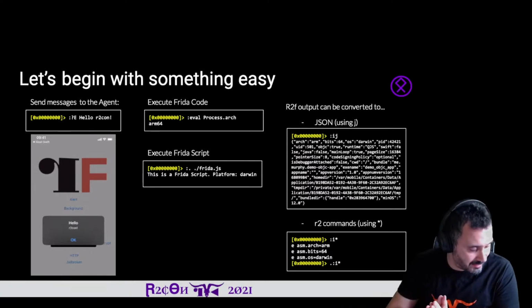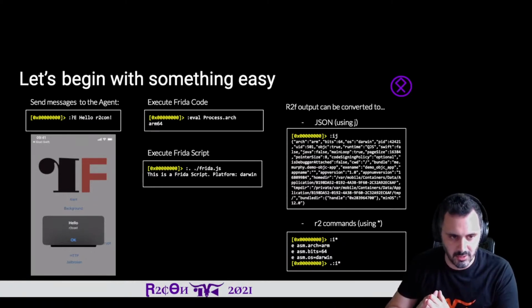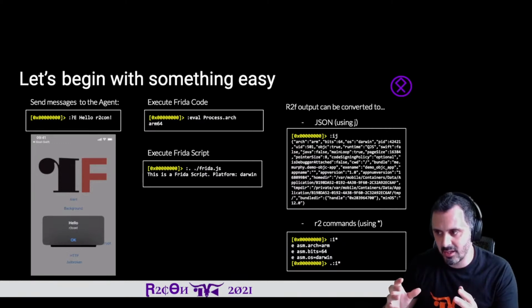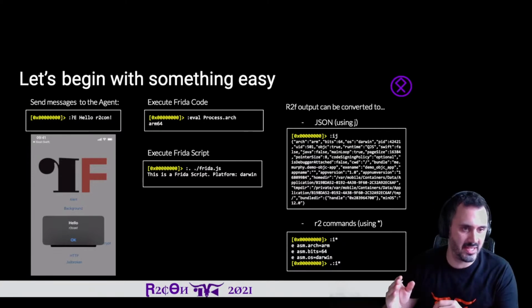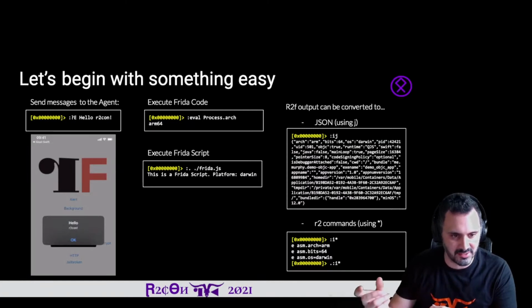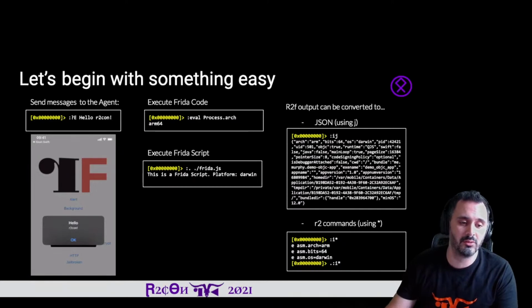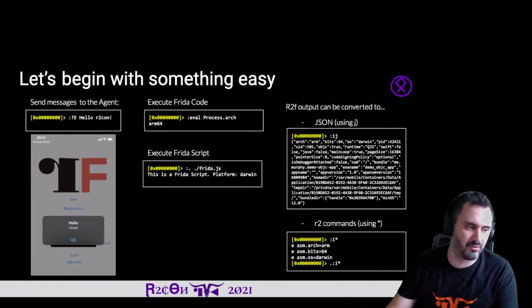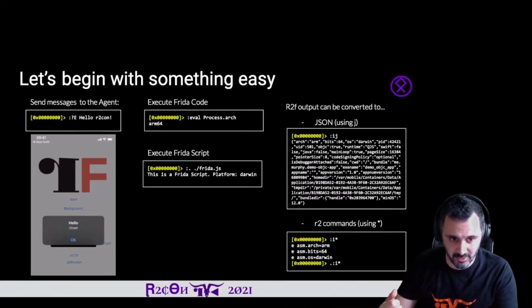And something to take into account for the r2con wall as well is that we are getting the power of radare as well. All the commands that end with a J return the output as JSON, or if they end with an asterisk, they return the output as r2 commands. This is quite useful if we want, for example, to update our r2 session with the new information we get from Frida. We are going to see it in a couple of minutes.